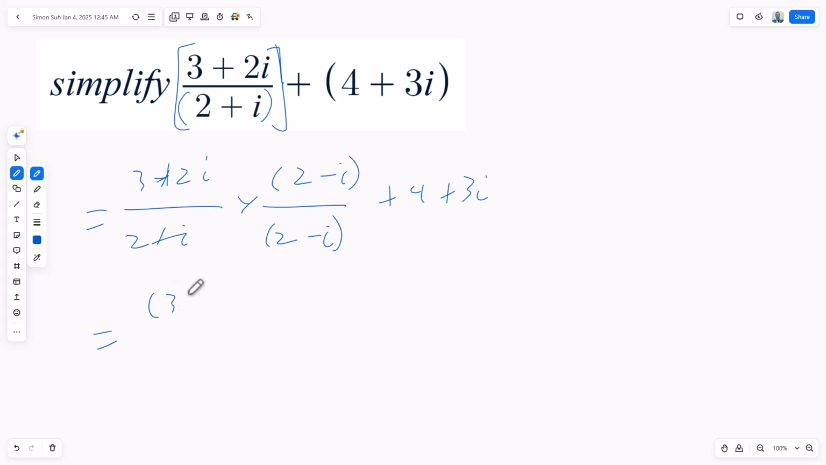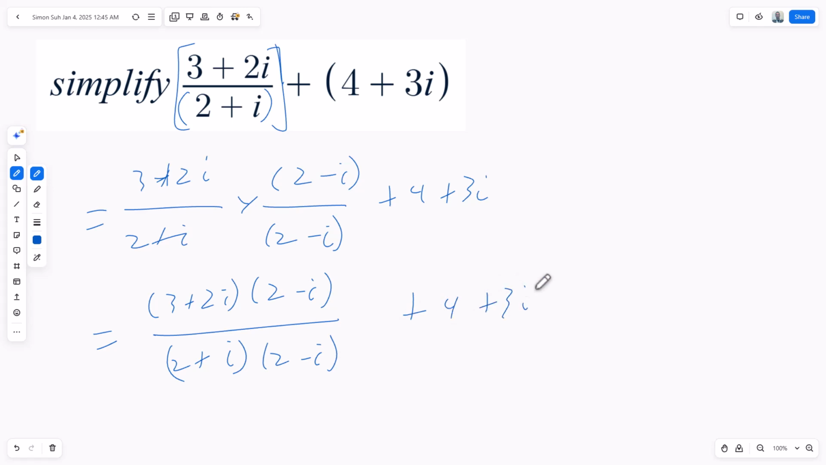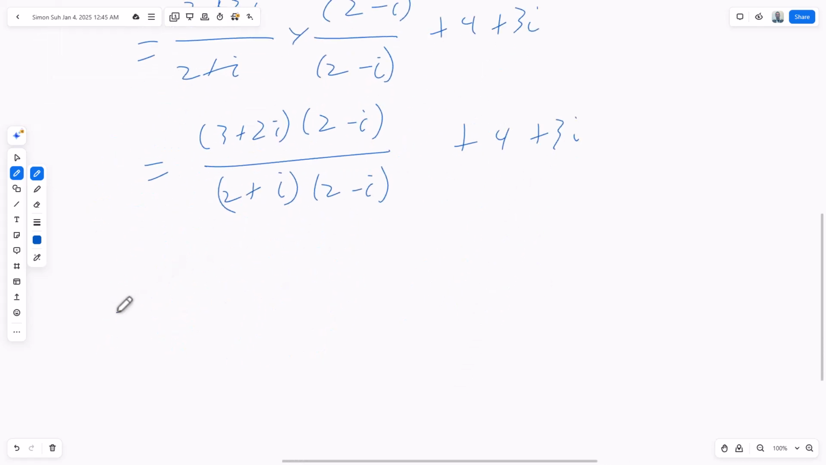So at the top we have (3 + 2i) multiplied by (2 - i), over (2 + i) multiplied by (2 - i). Then that's plus 4 plus 3i on the right. And then next we're going to do a little bit of algebra. We're going to multiply the top component out and the bottom component out. On the top we're going to use the FOIL method. It's going to be 6 plus 4i minus 3i, and then plus 2i times minus i is minus 2i squared.